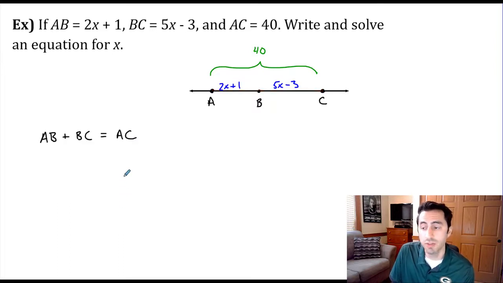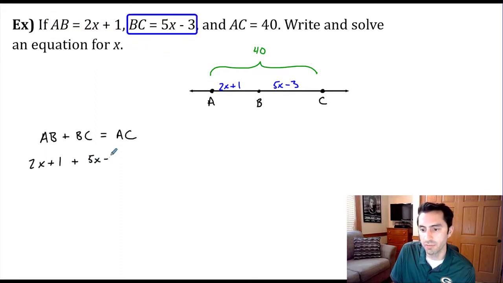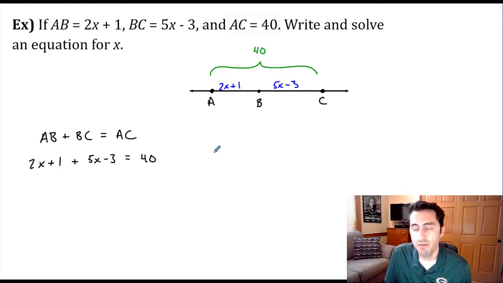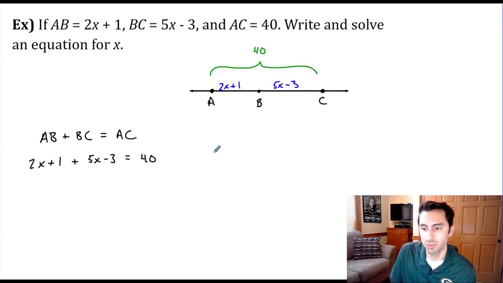So now let's substitute in our given information. So from A to B, that is represented by 2x plus 1. From B to C, that is represented by 5x minus 3. And then our entire length from A to C is 40. And now written out like this, we have a regular equation. And to solve it, we just have to use a little bit of algebra.